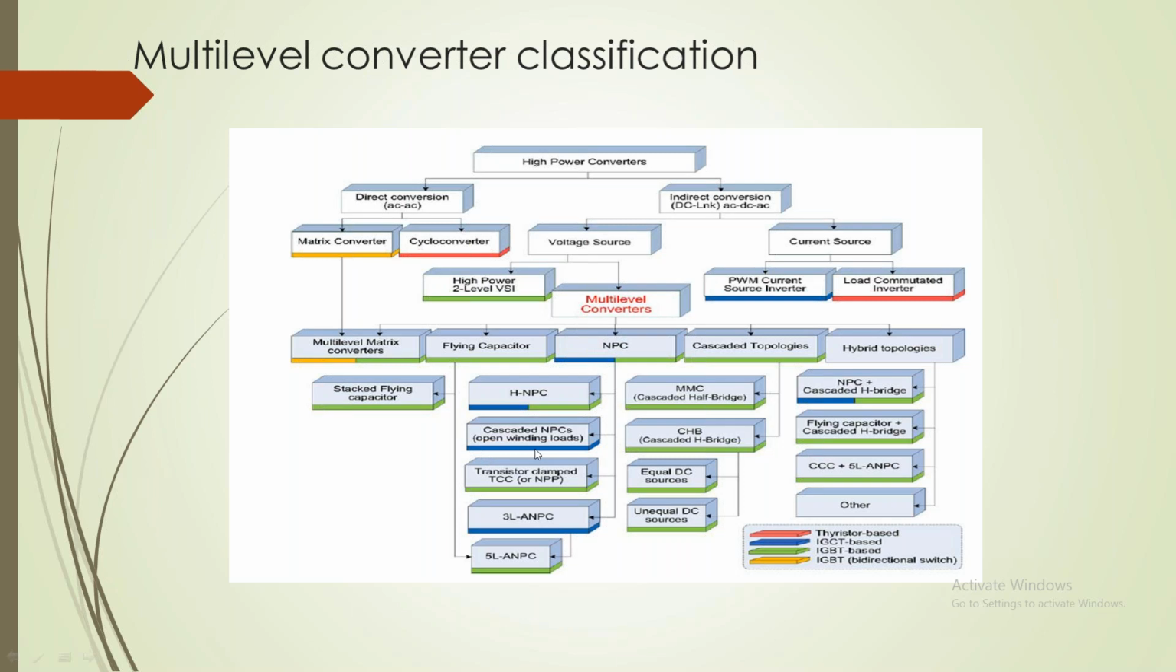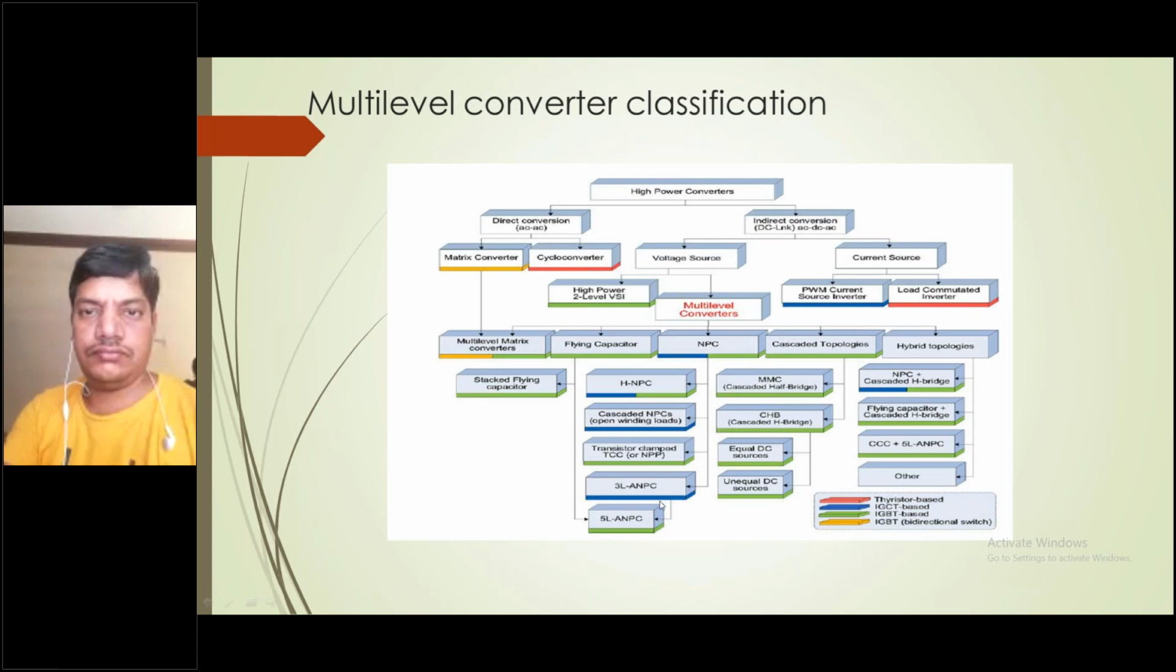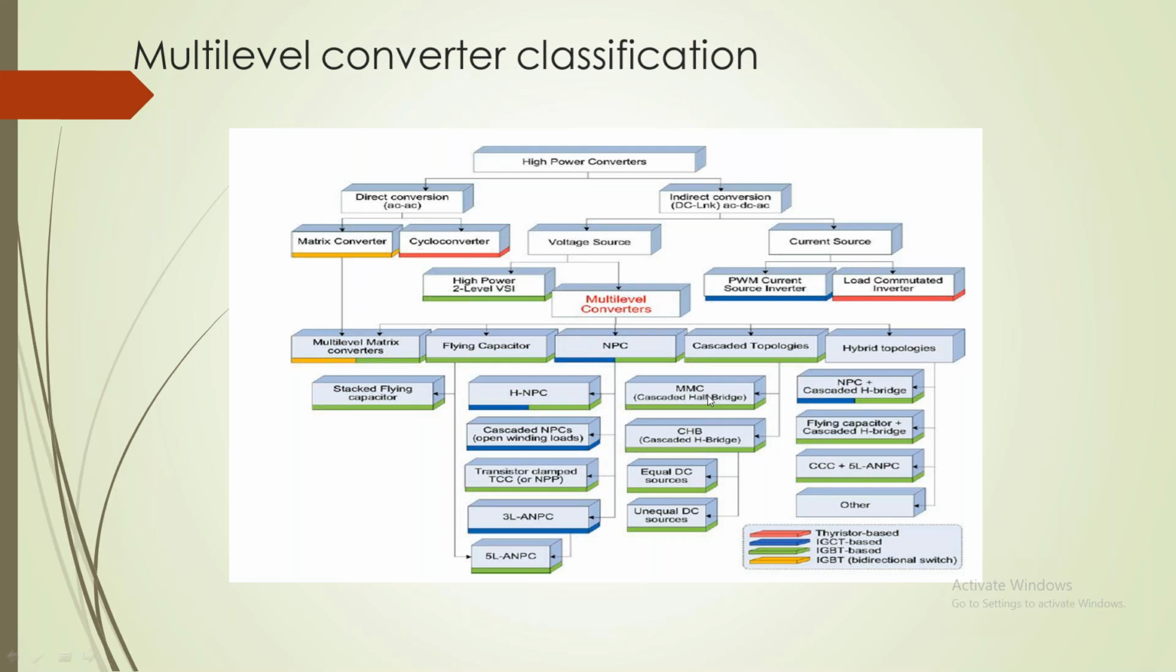The transistor clamp multilevel inverter is popular nowadays. That is the three-level active neutral point clamped converter and the five-level active neutral point clamp converter. These are popular nowadays, a modern topology being used. And then coming to the cascaded multilevel inverter, what has evolved in multilevel inverters is the MMC, the modular multilevel converter. This is another very important topology that has become popular nowadays.